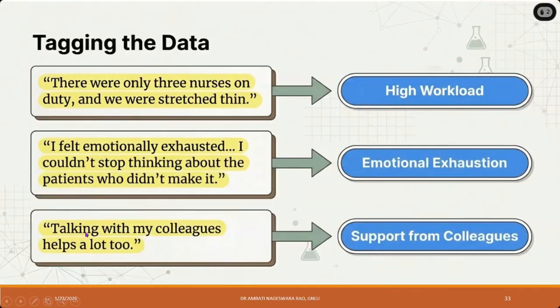Look at here. Talking with my colleagues helps a lot too. Now look at the code: support from colleagues, support from peer group members. Or somebody, scholars coming from psychology, will say coping strategy, coping mechanism. That can also be a correct keyword code, right? So this is the code.